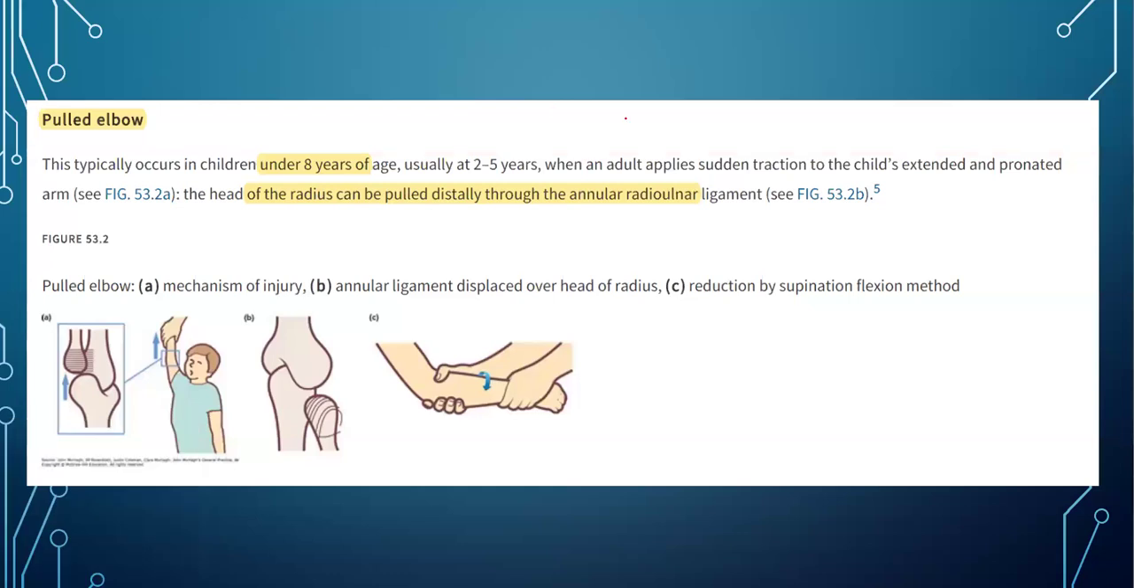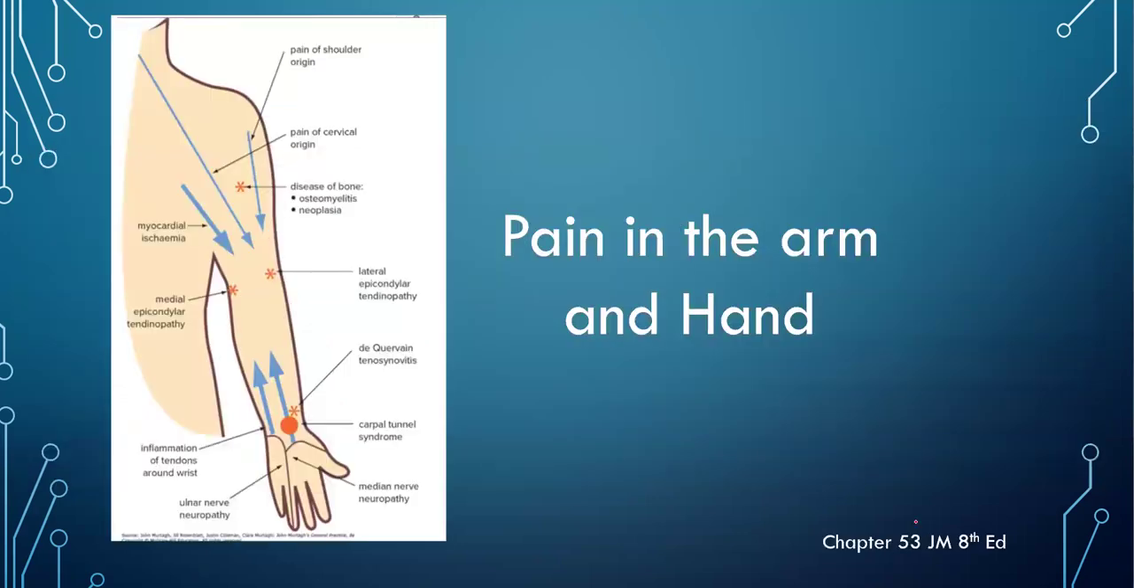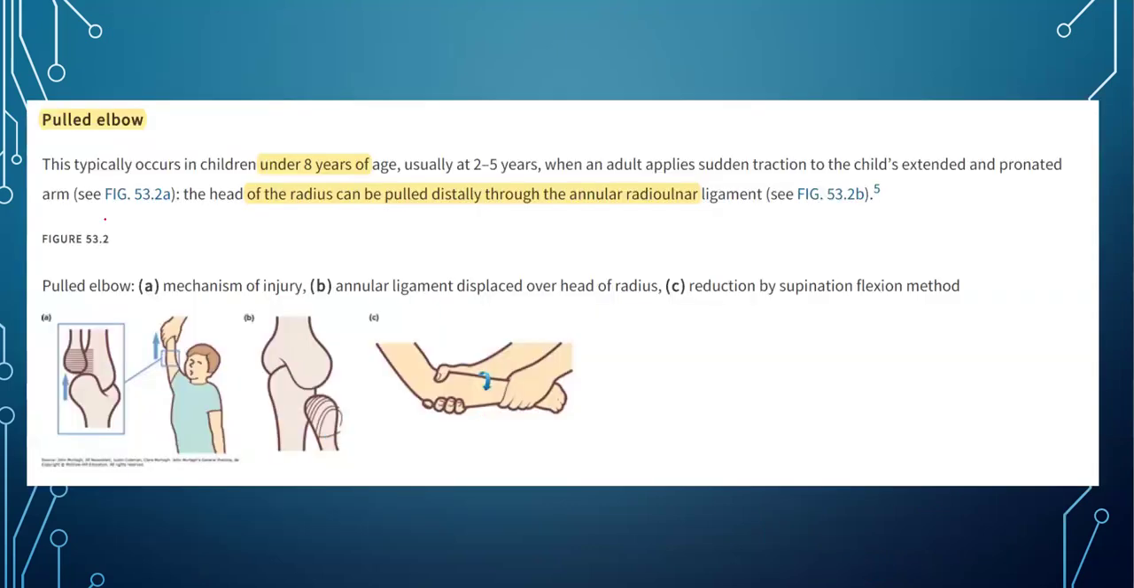Yeah, good. So now we move on to the painful arm. We are doing this from John Murtagh. Chapter 53 from the 8th edition is this chapter. If you want to open that from your John Murtagh, you can also do that. Pain in the arm and hand, very important chapter.